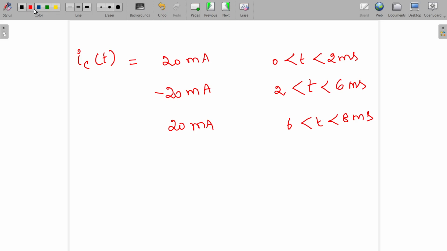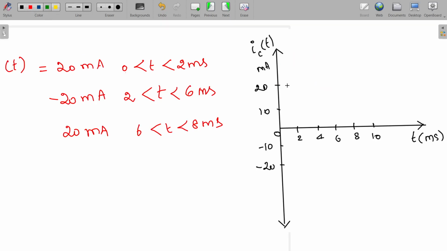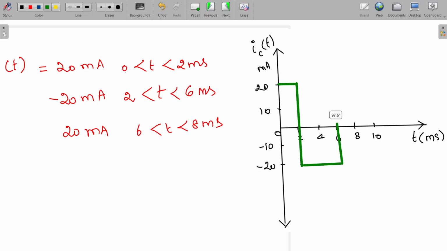Now we can have the sketch or the plot of this waveform. For 0 to 2 milliseconds it is 20 milliamps, so we take it here as 20. Then 2 to 6 milliseconds it is minus 20, so it is minus 20 here. We have to join this. Then from 6 to 8 it is again 20. So this is the current waveform.